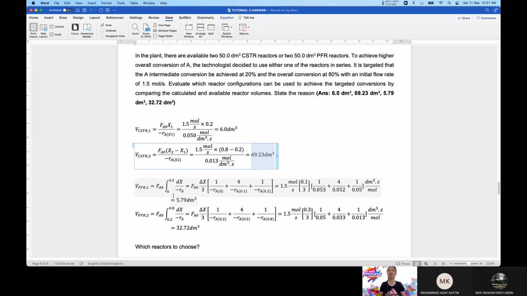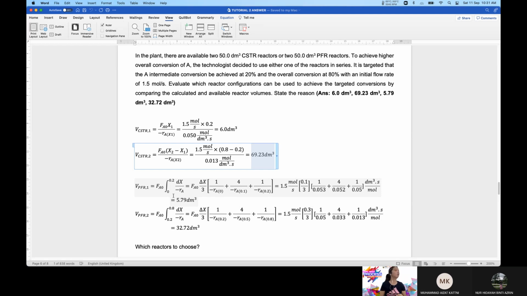So for the second PFR, for the PFR configuration pun sama. Kira je balik. Okay, saya pun dah tak cover lah part pengiraan dia. Tapi yang kita nak tengok adalah part dia punya volume. So sama je. Volume PFR pertama 5.79. Kecil je. Kenapa? Sebab dalam reaktor pertama hanya 20% conversion. Mesti volume dia tak besar sebab conversion dia kecil. So of course boleh capai lah.